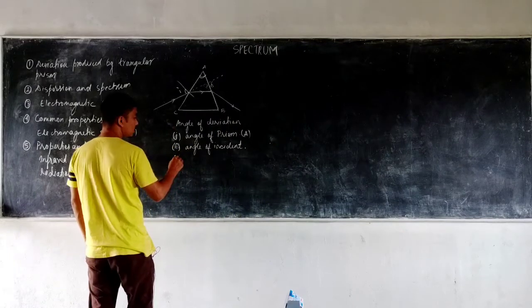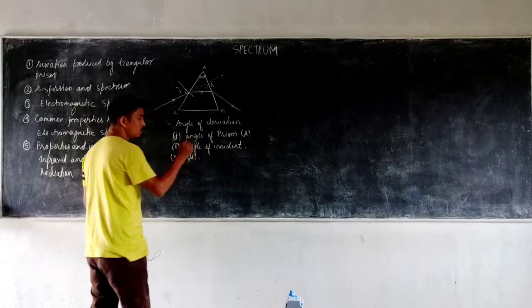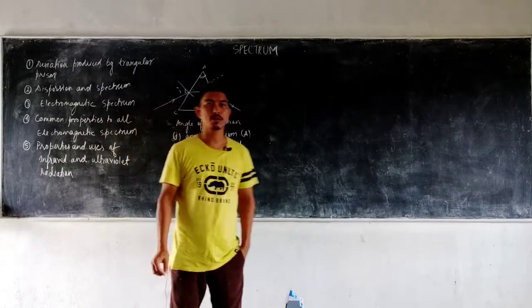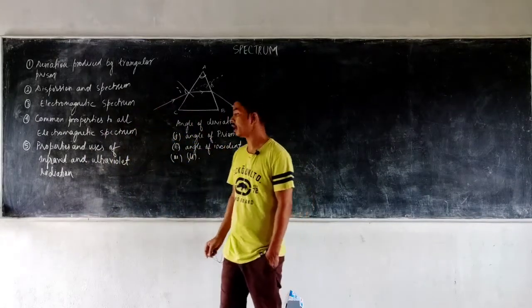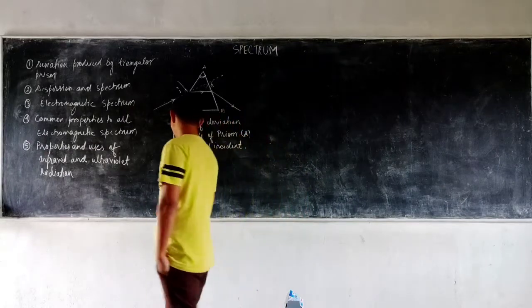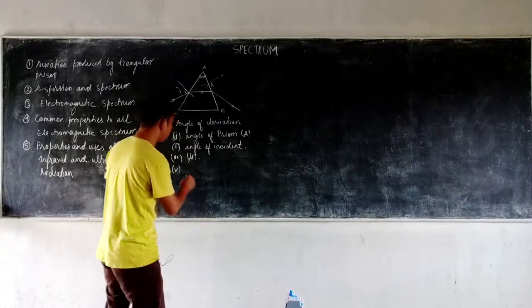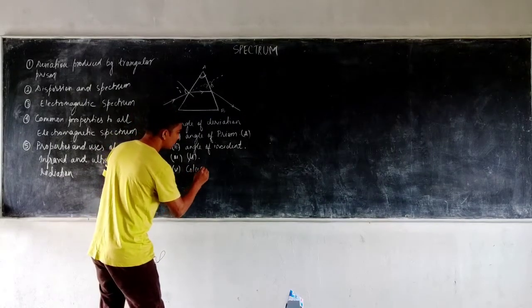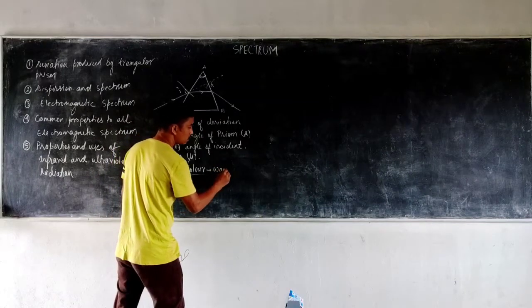The third factor on which it depends is the refractive index of the medium, mu. With the refractive index, it is directly proportional. The greater is the refractive index of the medium, the more will be the angle of deviation. And finally, the fourth factor on which the angle of deviation depends is the color of the light, or since the color of the light depends upon the wavelength.